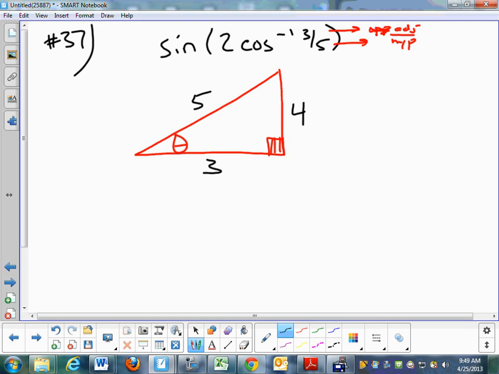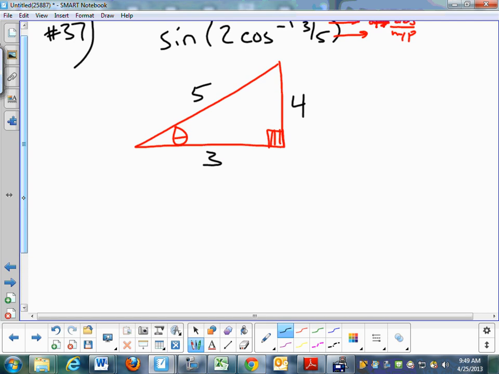This is a 3, 4, 5 special right triangle. Pythagorean triple, which you guys have memorized. You're fascinated with. What if I told you that in my spare time I come up with Pythagorean triples? Good times. All right. Don't judge me.